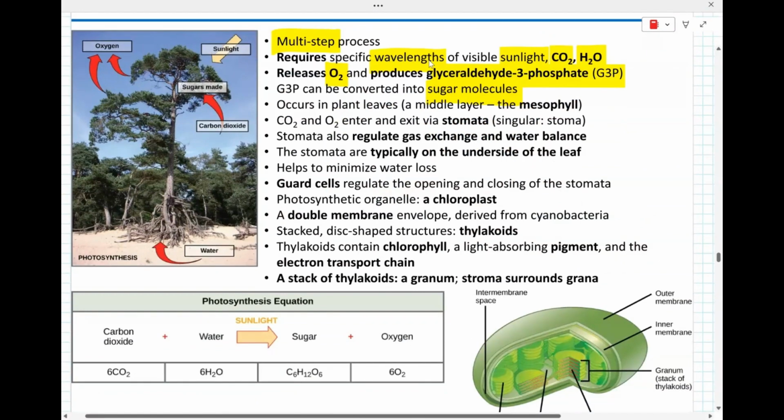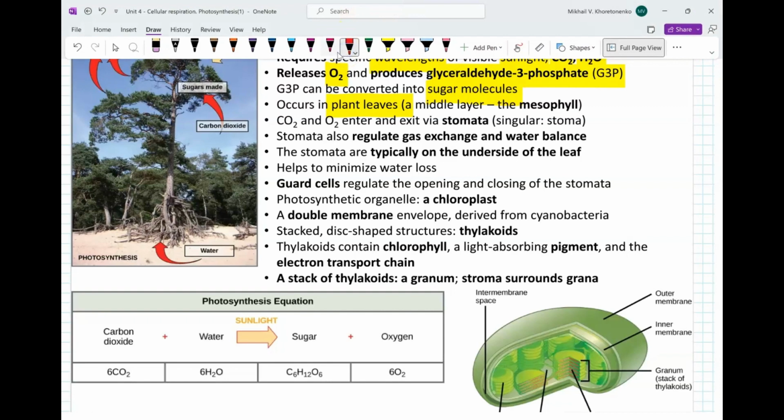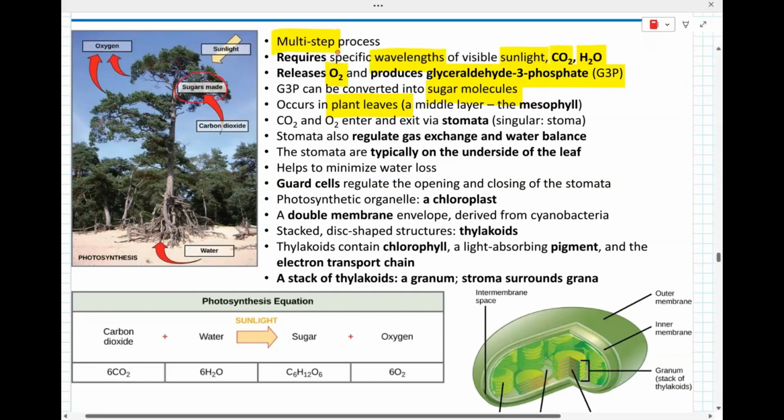Photosynthesis occurs in the leaves of the plants, in their middle layer, the so-called mesophyll layer. It is perfectly illustrated on the left. You see the tree on the left, and you can acknowledge that sugars are made in the leaves. As we mentioned before, photosynthesis requires water. Water is delivered via the roots to the leaves. Carbon dioxide enters the leaves from the atmosphere, and oxygen that is produced during the process of photosynthesis is released from the leaves back into the atmosphere.